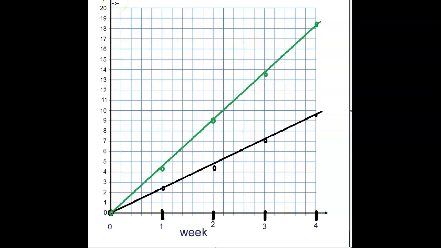And you can either make a key that says the green line is fertilized, the black line is control, or you can write it along here. But because I'm in Paint, I'm not going to try to do that.